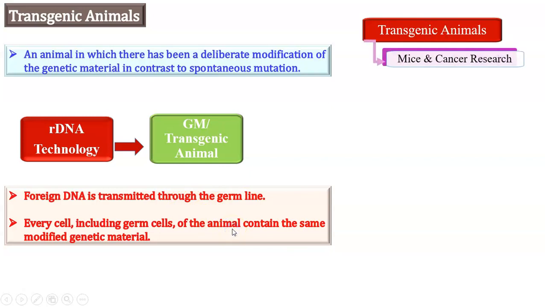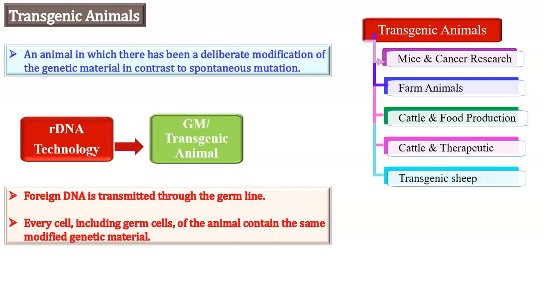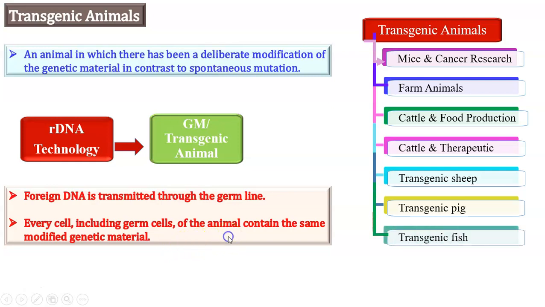Transgenic animal, we are going to discuss mice, which is used in cancer research, farm animals, cattle and food production, cattle and therapeutic use, transgenic sheep, transgenic pig, transgenic fish, and transgenic chicken. Let us discuss one by one these uses of transgenic animal.